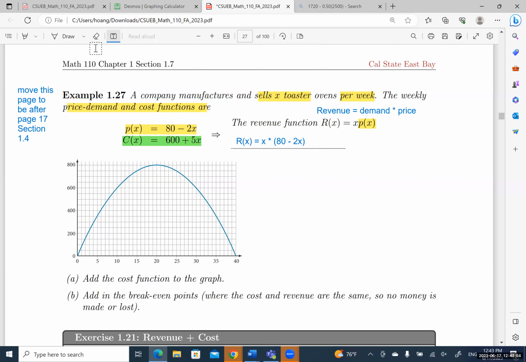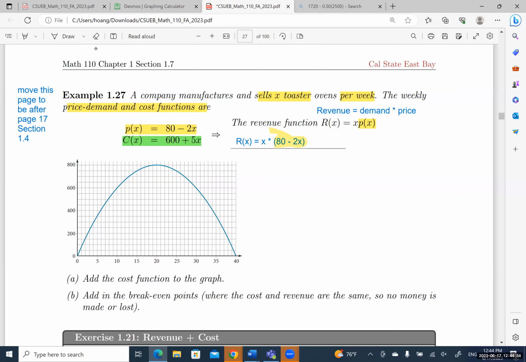And keep in mind that this was given from the price function, as I highlighted with yellow color there. So that is how we develop the function of revenue. Now let's check the question. We need to add the cost function to the graph.